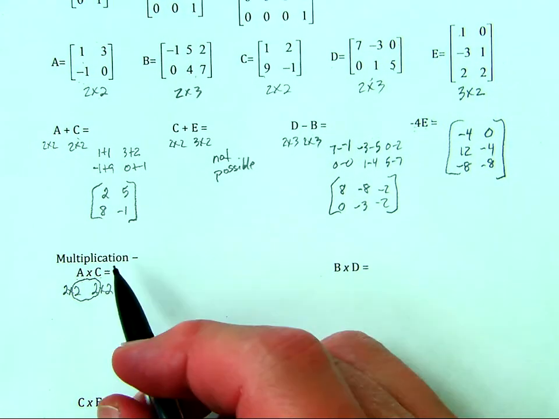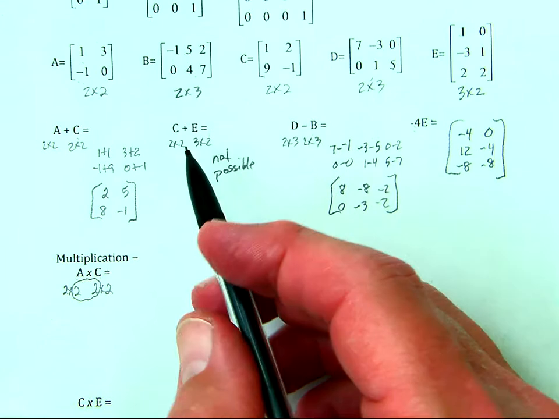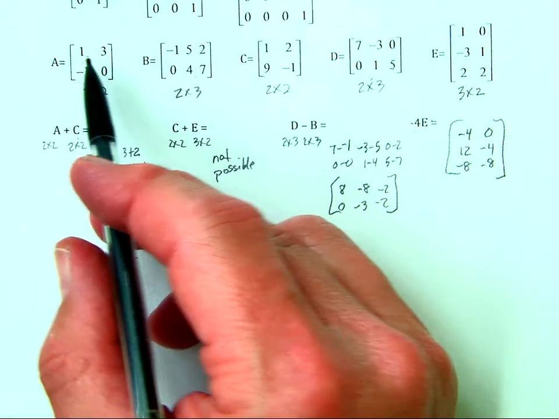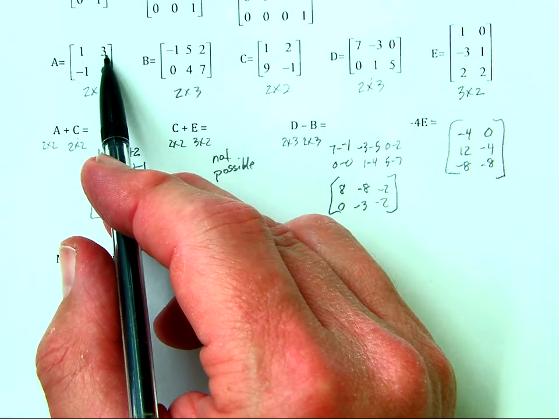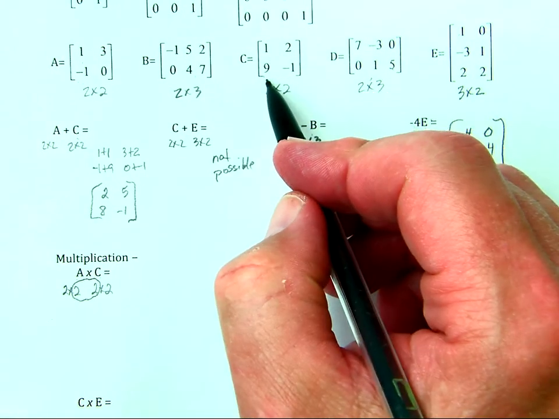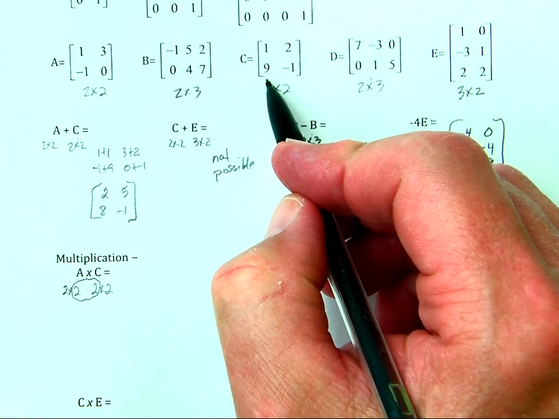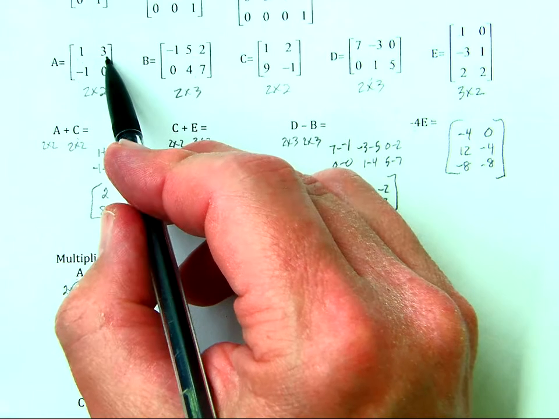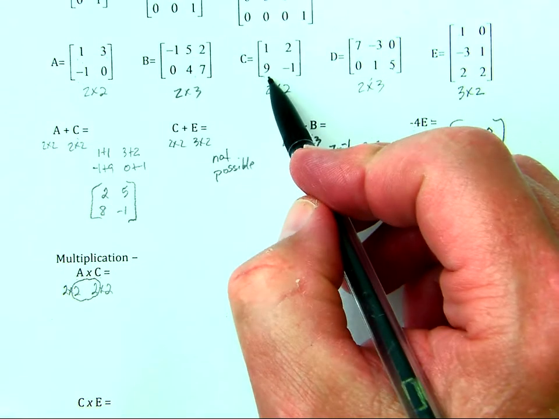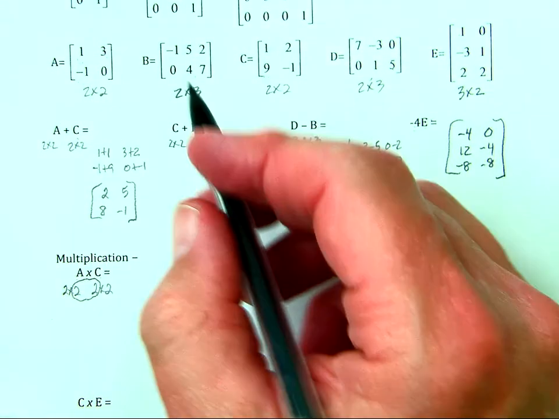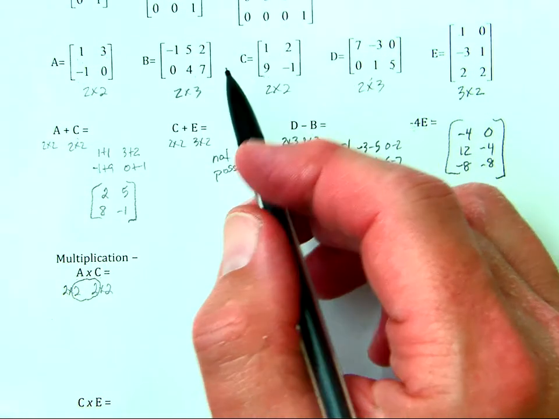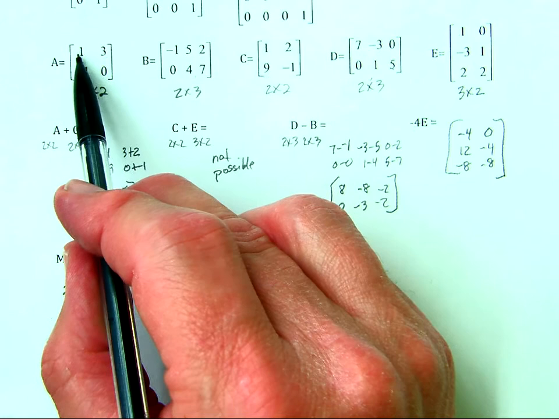Now, to multiply, this is quite the process. You're going to take a row from the first one times a column from the second one. So you're going to match those up. So here we're taking 1, 3 times 1, 9, and we match them up. I'm going to write this out. You could do this hopefully in your head once you get started, but just so you can see. So we match them up.